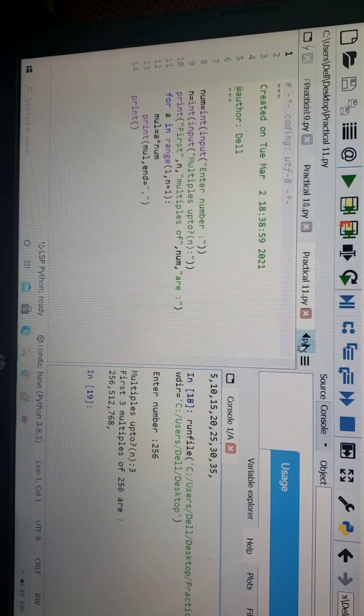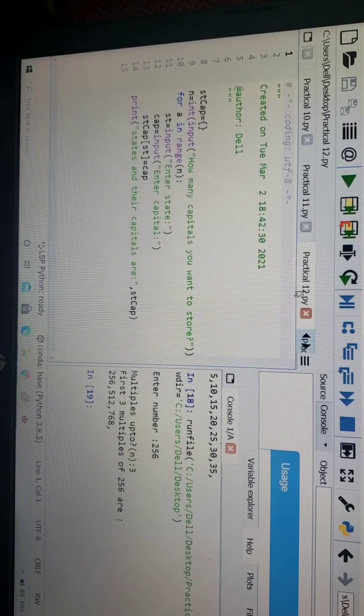Now let's have a look at the next program. Your next program is to create a dictionary where you can store names of states and their capitals. So one dictionary I have taken as stcap, so that it can represent state as well as capital. It is empty, because I want the user to enter how many capitals he or she wants to store. Then using the loop, n number can be entered, entering the state, entering the capital, and then storing it as a dictionary, meaning key and its value, and then printing it.